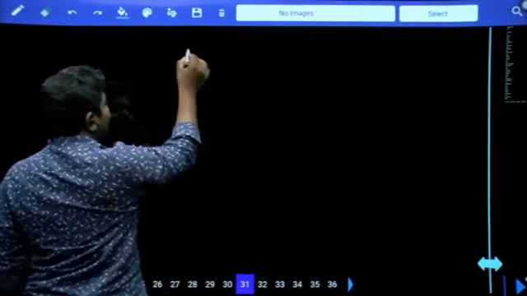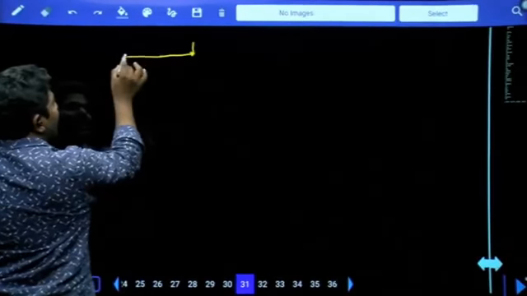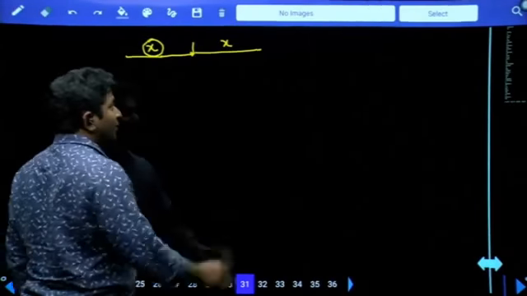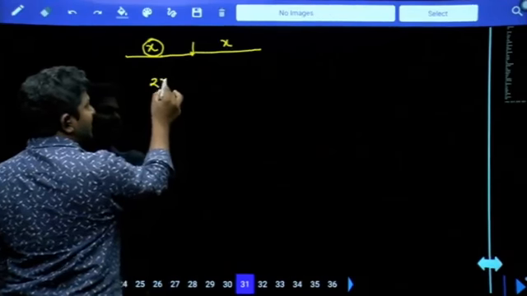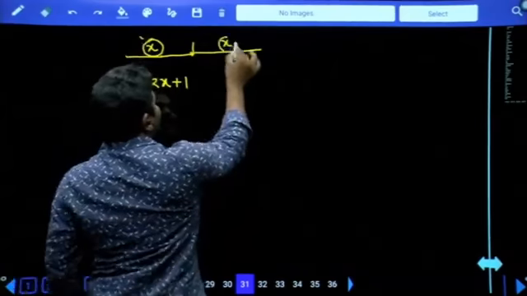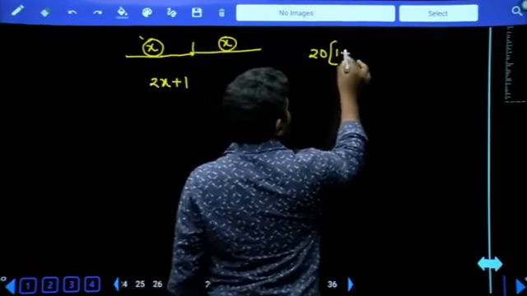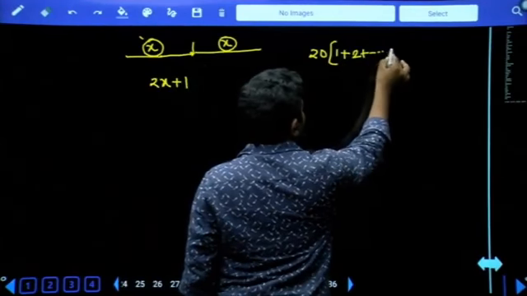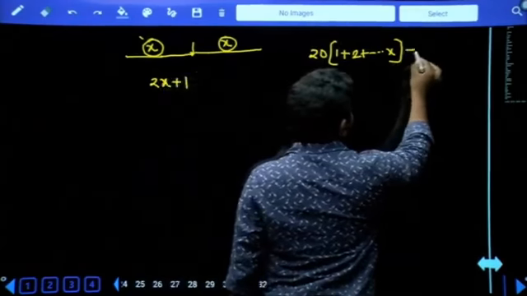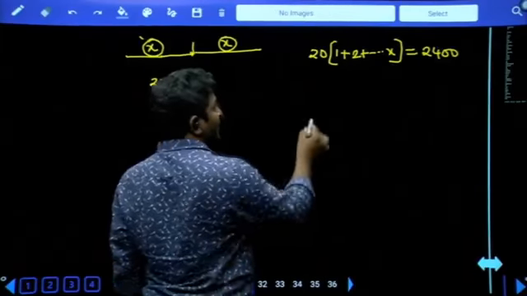Like that, in our question, let's say this is the middle person, and on the left side there are x members and on the right side there are x members. So the total number of members is equal to 2x plus 1. If there are x members on the left side and right side, the distance to be traveled is 20 times of 1 plus 2 plus 3 plus and so on up to x. This is the total distance covered, and that is mentioned as 2.4 kilometers. I'll write it as 2400 meters.